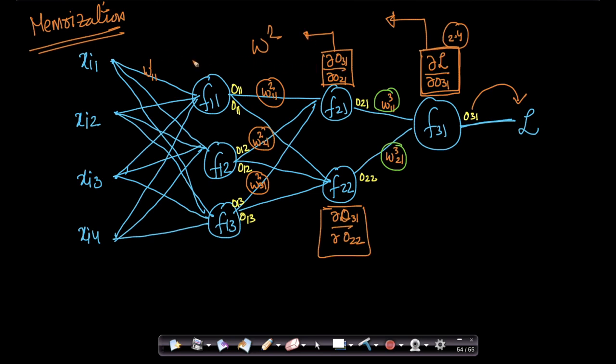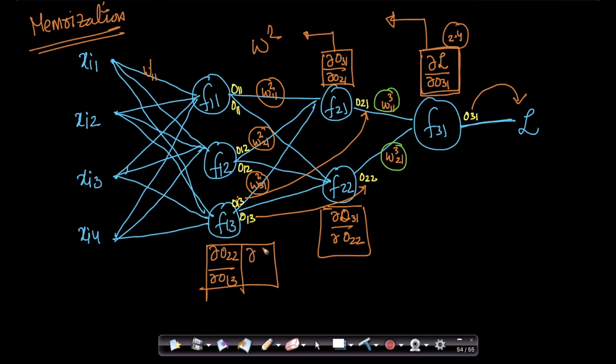So what about here? Here, my O13 impacts my O22. It also impacts my O21, because look at this: my O13 goes through this path and impacts O21, and it goes and impacts O22. So I will store two derivatives here. My first derivative is O22 with respect to O13, because my O13 goes and impacts O22. I'm storing this because this also goes and impacts this through this chain.